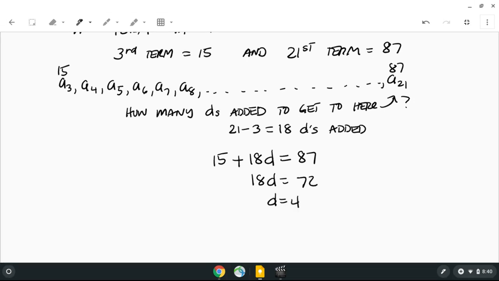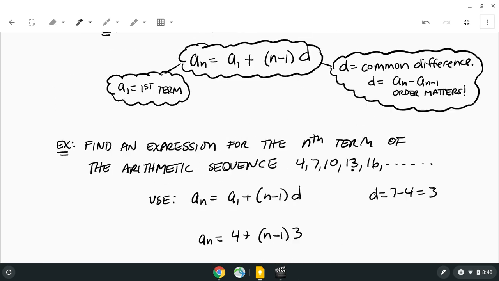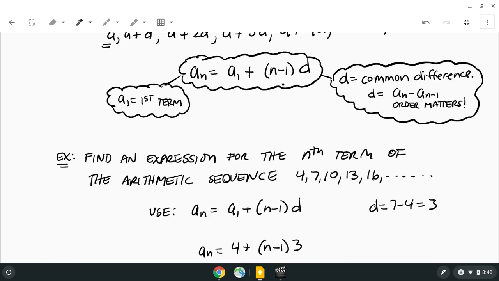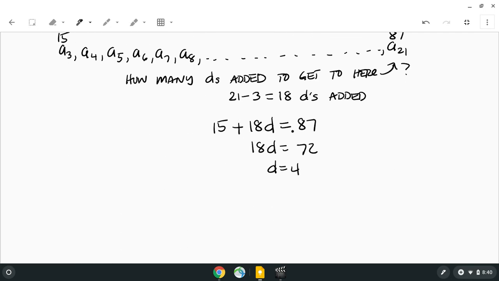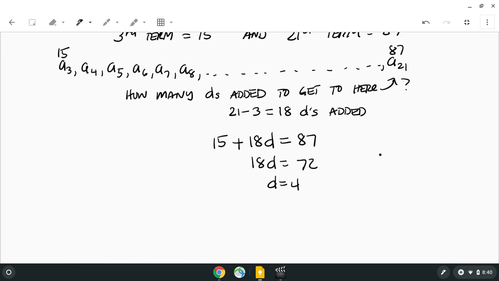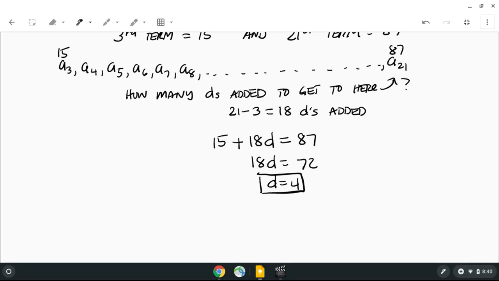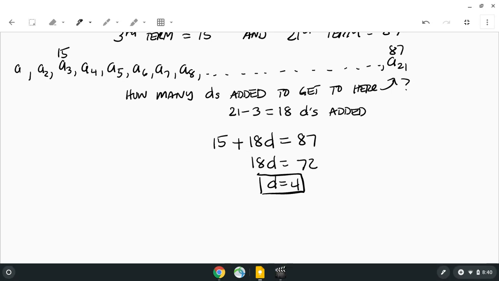Okay. d is something that I need for my AN formula, right? Remember here? My AN formula, I need d and I need my first term. So I found the d. Okay. So I need my A1. So let's look back up here, A2, A1. You could use the exact same logic.